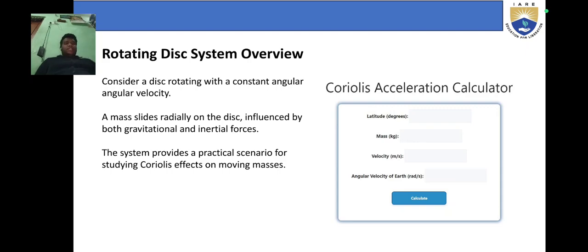Studying a disk rotating with a constant angular velocity about a central axis, a mass slides radially along a groove on the surface of the disk. If the mass moves radially outward or inward, it will experience an additional acceleration due to rotation. This is the Coriolis acceleration. The Coriolis acceleration always acts perpendicular to the direction of sliding motion. The direction depends on whether the mass moves towards or away from the center and the direction of the rotation.